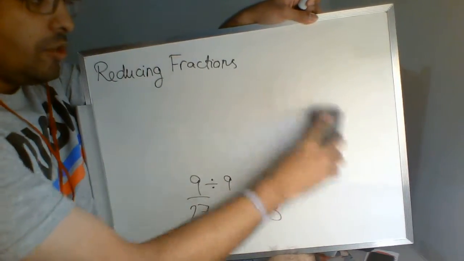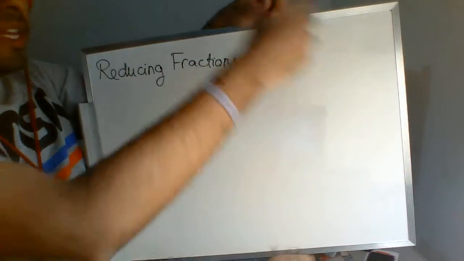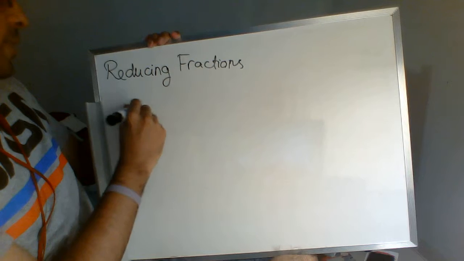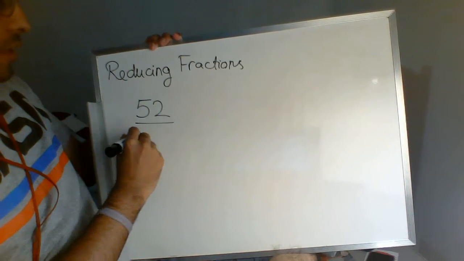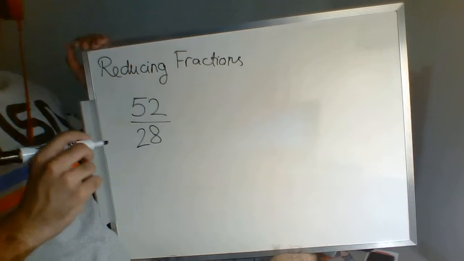Alright, so now we're going to do a new example for this one. And it's going to be, instead of a proper fraction, an improper fraction this time. So we're going to make the numbers significantly larger so that this gets a little bit harder. So we're going to try and reduce 52 over 28.